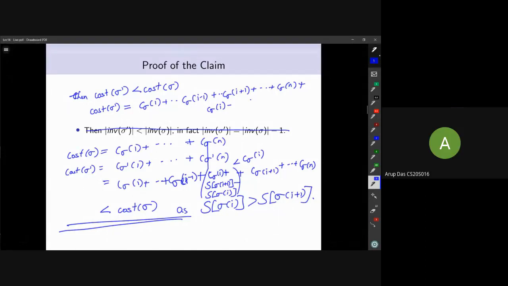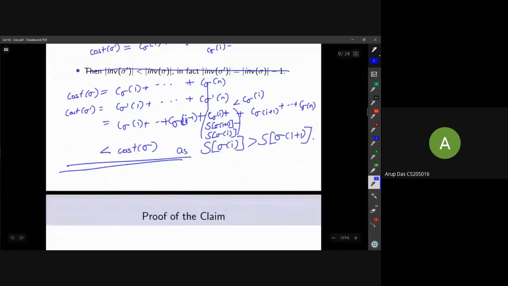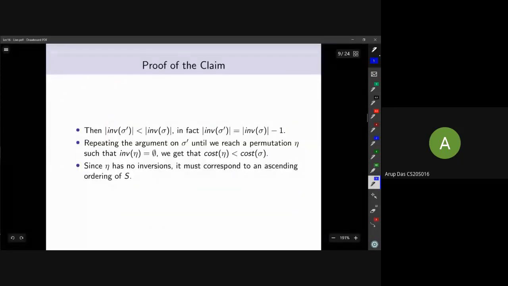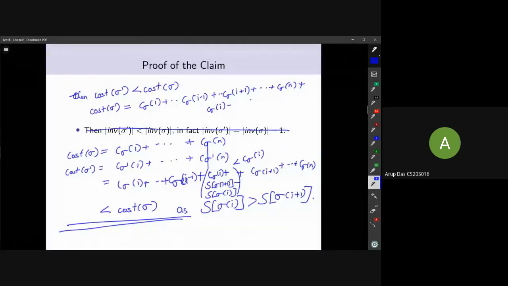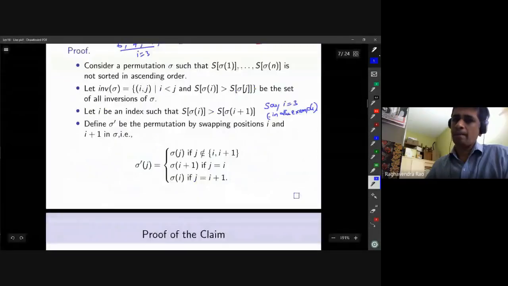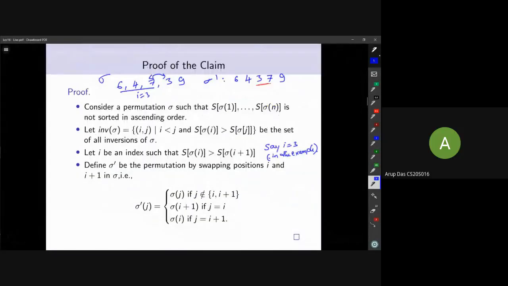Good. Sir, can you please go back to the previous example when Pranay asked the doubt? This one, right? Yes, sir. So here in sigma prime, what you're doing is you are putting back 3 and 7, right? And then you took the difference. I still did not understand what you were trying to do.